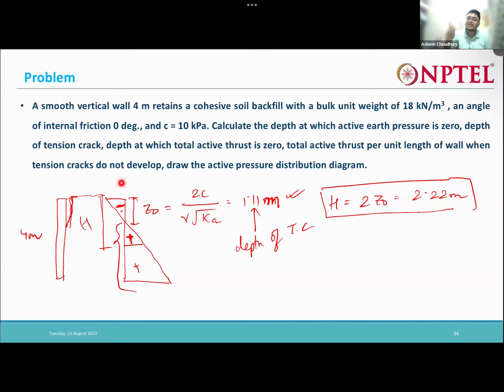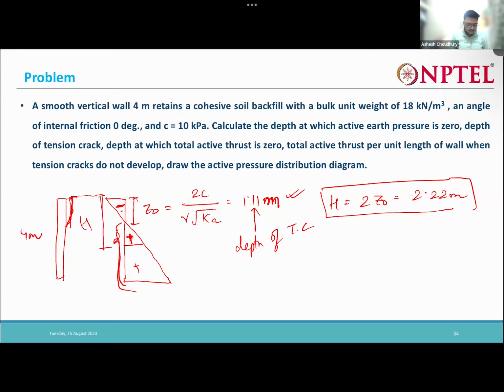Okay, remember that when tension cracks develop, the soil is not in contact with the retaining wall in the upper portion. Due to that reason, the total active thrust that is acting on the wall comes from the lower portion only, right? Because in the upper portion the soil is not in contact with the retaining wall. So whatever active thrust the wall is experiencing is from the lower portion, which is the area of this triangle.